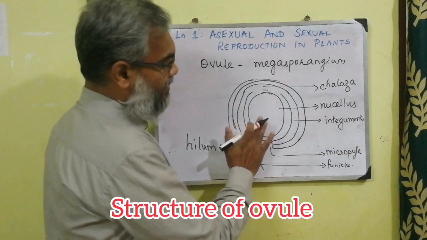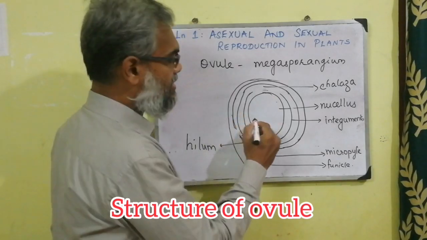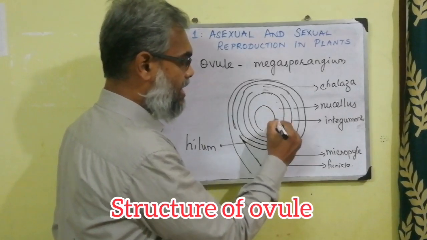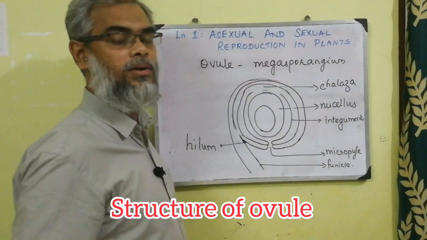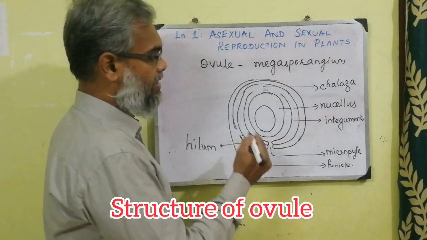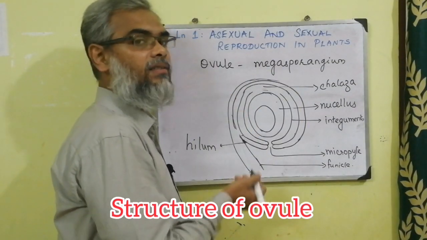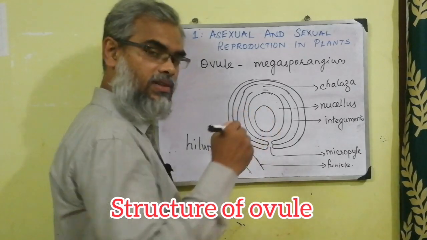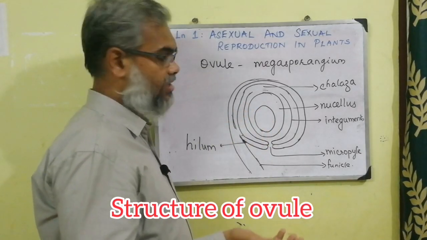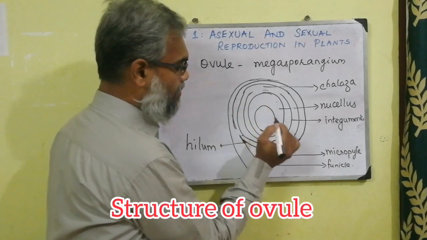Now, in this nucellus there is an embryo sac. In this embryo sac we have 8 cells, which we will discuss in the next class. So 8 cells will be present.